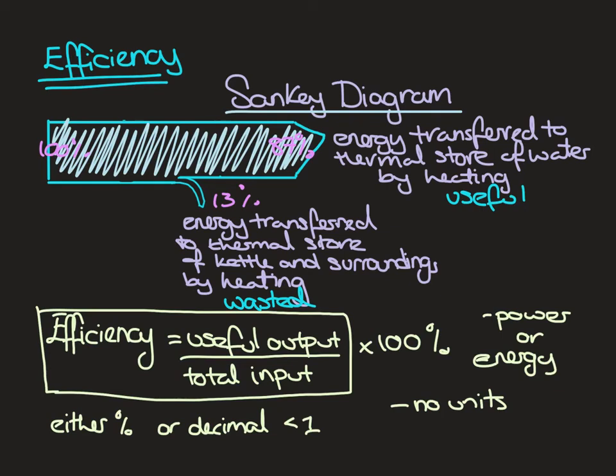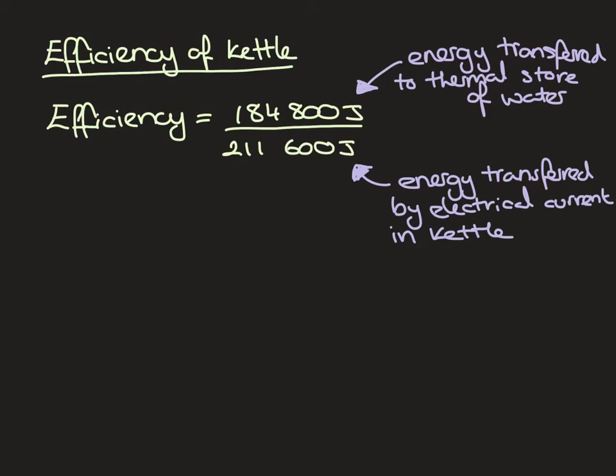Now, if you just do this number divided by that number, you should get a decimal. That is always going to be less than 1 because no transfer is 100% efficient. If you take that decimal and you multiply it by 100% to get your answer in terms of a percentage, which is what we've done up here, 13%, 87%, etc., then you will get a percentage between 0 and 100%, but it should be less than 100% because, again, no energy transfer is 100% efficient. So let's have a little look at calculating the efficiency of the kettle.